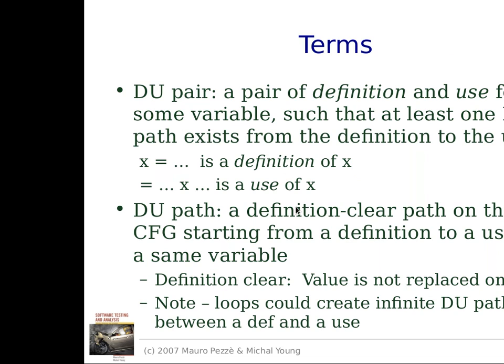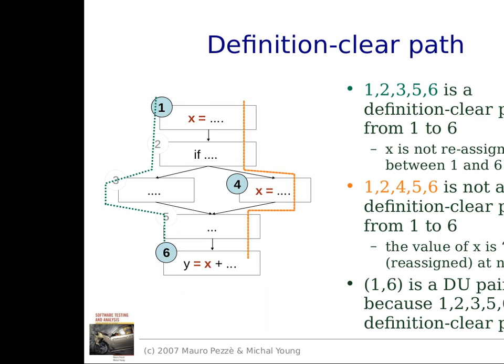All right, so let's make sure we get the terms. These are straight from the book. A definition-use pair for some variable is one such that at least one DU path exists from the definition to the use. The path is a definition-clear path in the CFG. What does definition-clear mean? The value is not replaced. This makes a lot more sense from a picture.